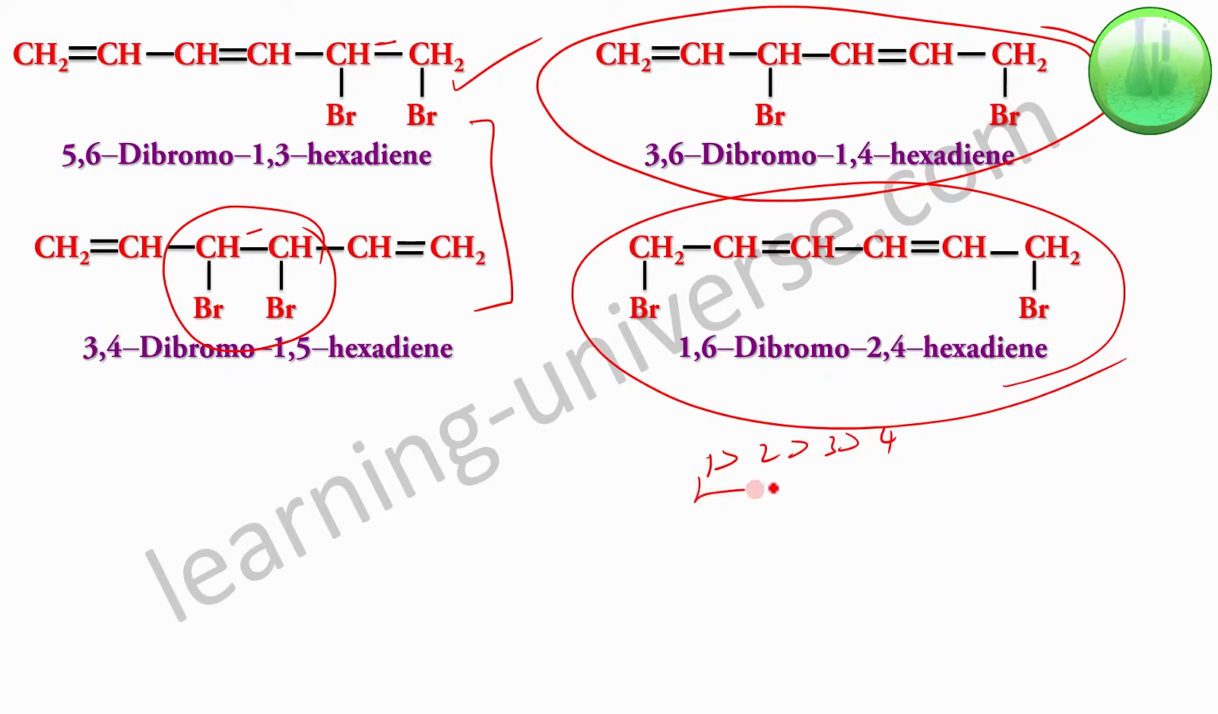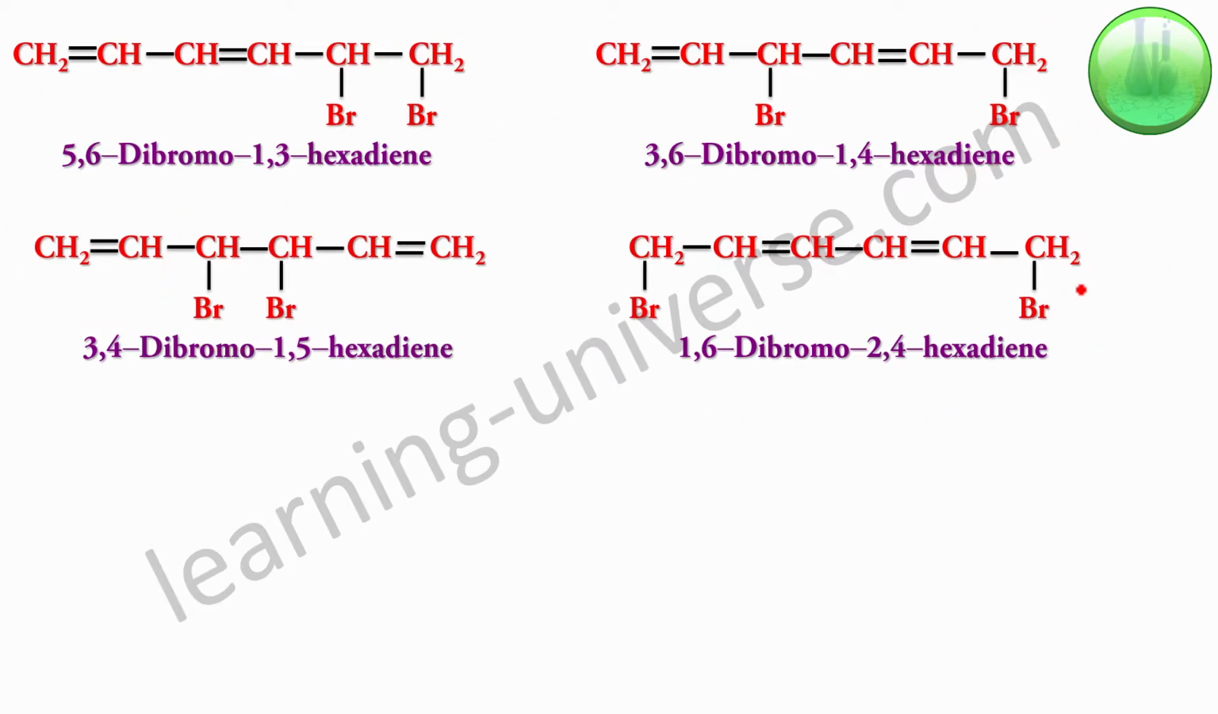Now 1 and 2 will account for this. This is due to 1 and 2. This is due to 1. This is due to 3. This is due to 4. So since 1 and 2 contribute more than 3 and 4, we expect these 2 products to be greater in amount, and since these 2 are formed from 3 and 4 respectively, we expect their content to be less, and 4 should be the least.